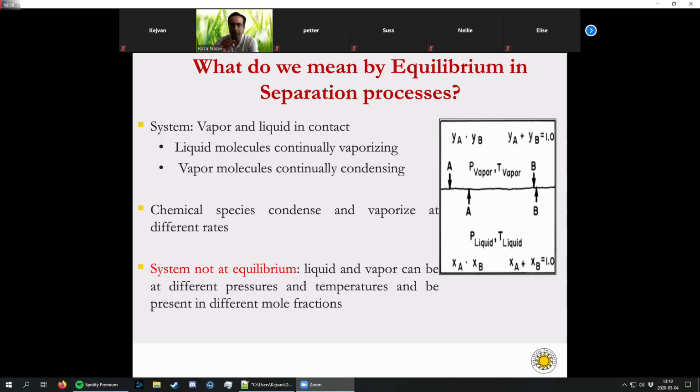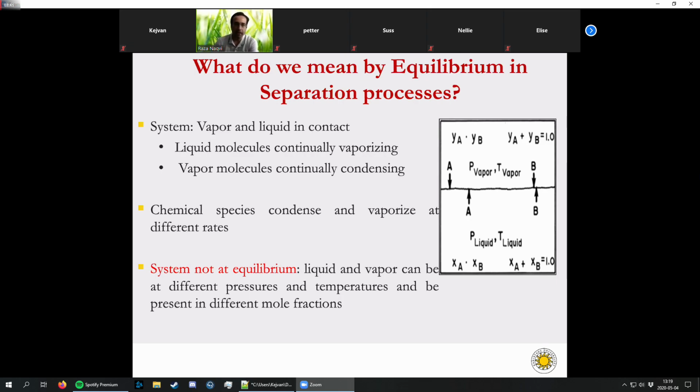If you look at this picture, you can see there is a bulk of liquid and a bulk of vapors. We have two components, A and B. What is happening in normal conditions is that there is some evaporation. Some of the water is vaporizing, like liquid molecules continuously converting into vapors, and at those temperatures and pressures, some of those vapors condense back to produce liquid, right? If we do not have equilibrium in this kind of system, the liquid and vapor can have different pressures, different temperatures, and different mole fractions, right?